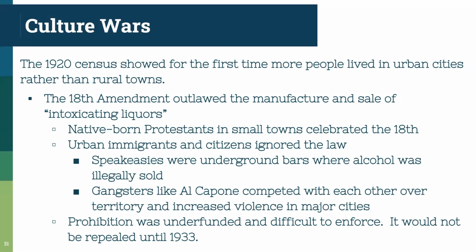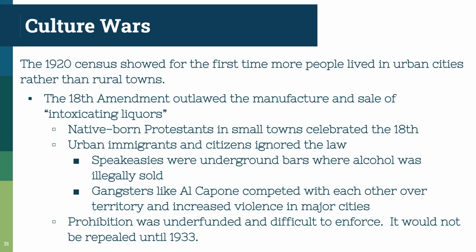Now, one major change we see in the 1920s is that for the first time, more people are living in cities than in the country. This is a major change, and one that we still kind of see today, is a very big difference between people living in cities and in rural towns. So an example of this is the 18th Amendment that was passed to outlaw creating and selling alcohol. Okay, this is prohibition.